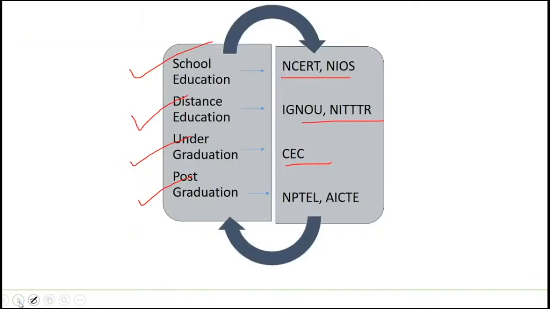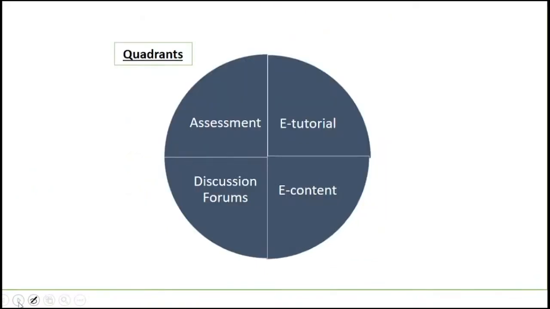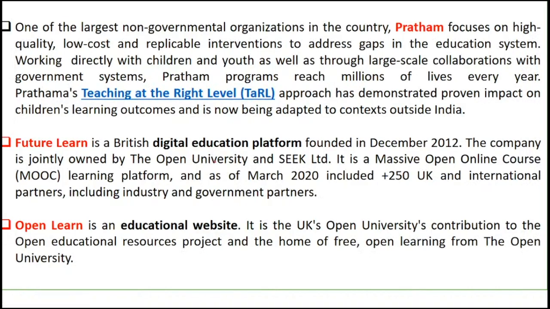Now apart from Swayam option, there were different options also, such as Pratham, Future Learn, and Open Learn. Okay, 4 quadrants of Swayam, sorry. Now the quadrants of Swayam are what? Quadrants of Swayam are assessment, e-tutorial, e-content, and discussion forum. Now there were questions on quadrants also, so you should know these 4 quadrants very well. Okay. Now yes, I hope that is the next slide. Yes, so now we had an option called Pratham.